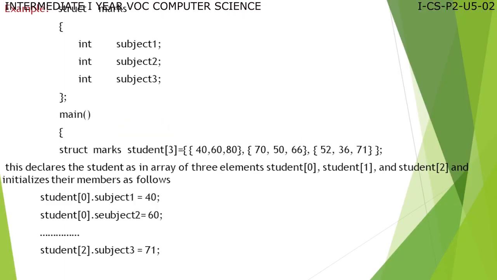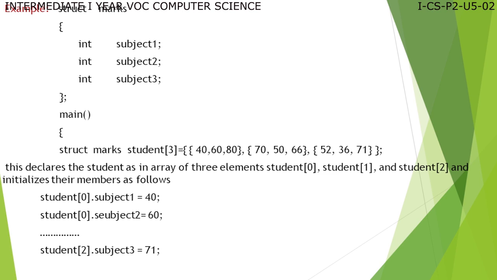This is a way of declaring an initialization of a variable. This is one of the methods of initialization of a variable in an array, ending with a semicolon. Now, here we declare student as an array of three elements: student 0, student 1 and student 2. Here we have given the array size as 3.